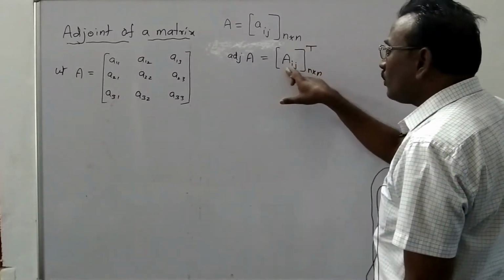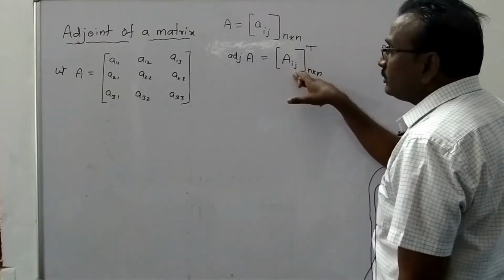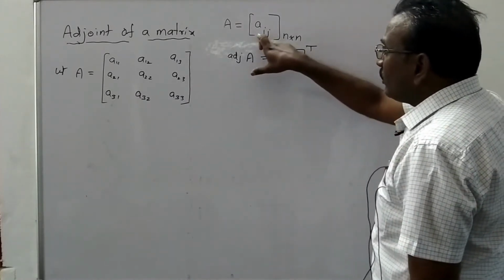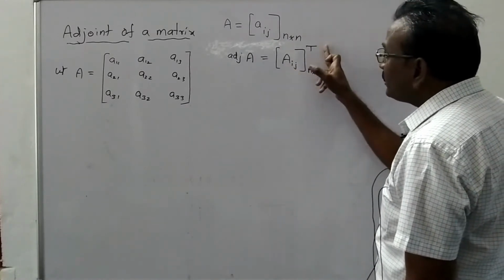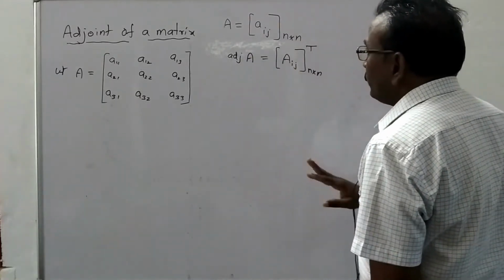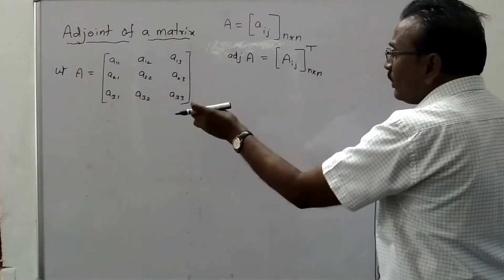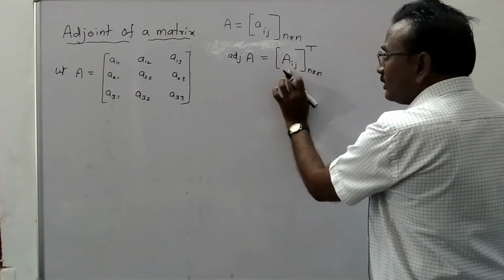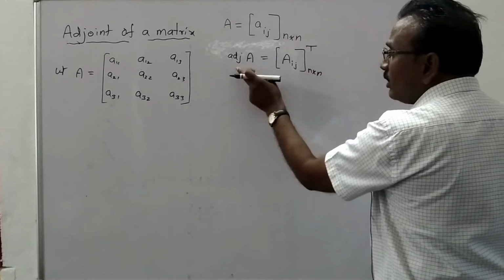Here, what is capital Aij? Capital Aij is the cofactor of aij. That means this is the given matrix, and this is the cofactor matrix. The transpose of the cofactor matrix is called the adjoint of matrix A. So that is the definition. To find the adjoint of matrix A, we need to find the cofactor of each and every element, first write the cofactor matrix, and transpose it, and we get the adjoint of A.